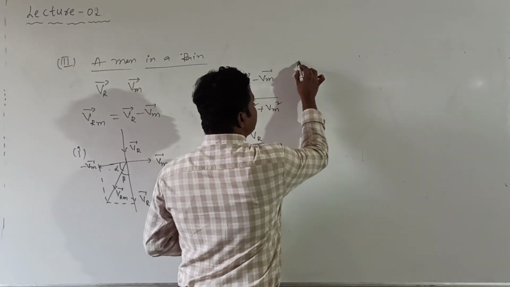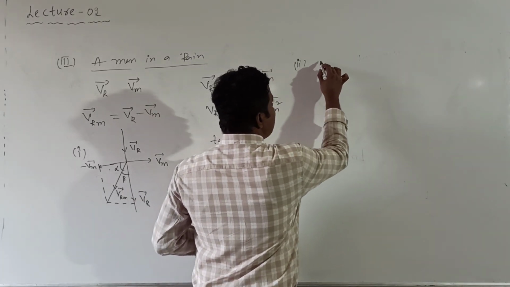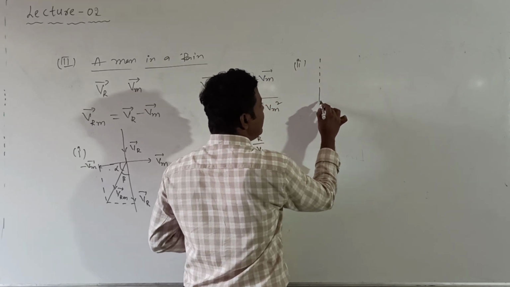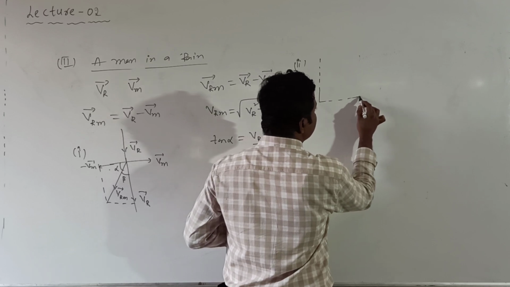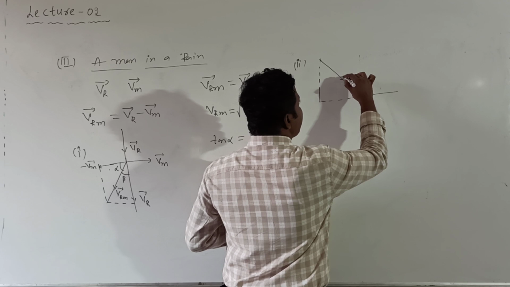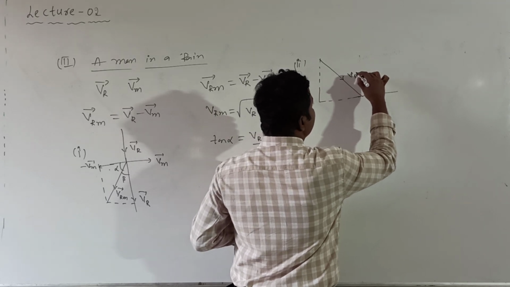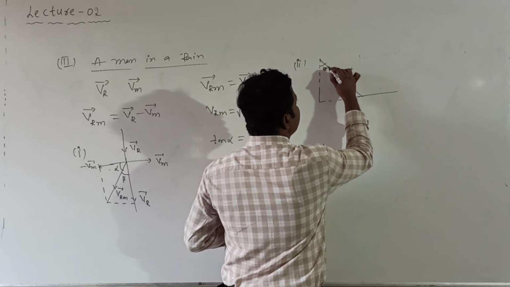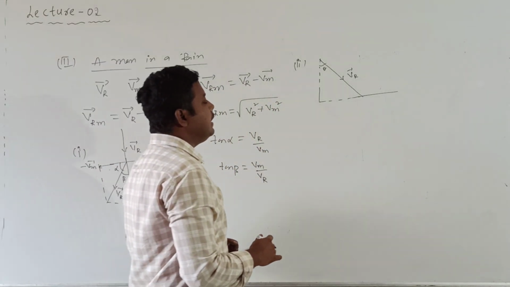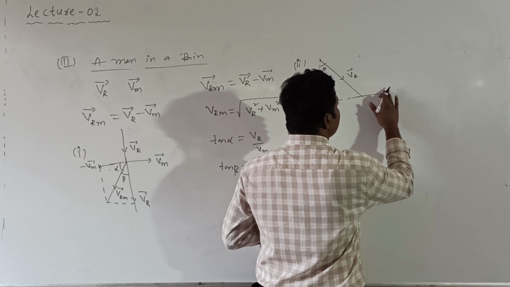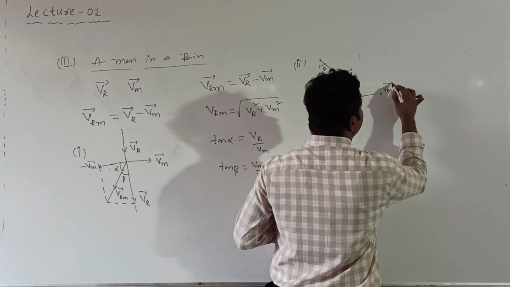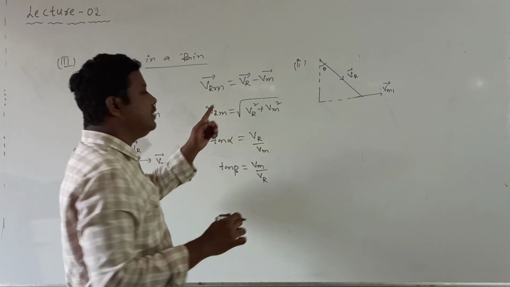Second case. For example, rain is falling by making an angle theta. Let me consider this is a vertical. So if rain is falling, this is the value of VR, and it is making an angle theta with the vertical. And man is moving horizontally. Here, let us suppose man speeds up. What is the difference between this case and the previous case?